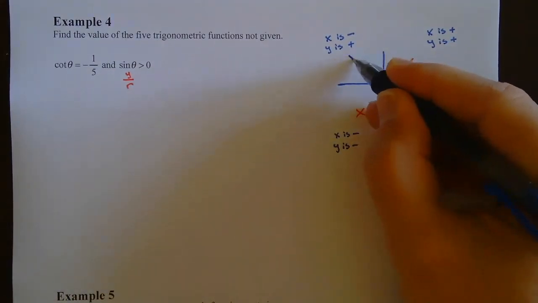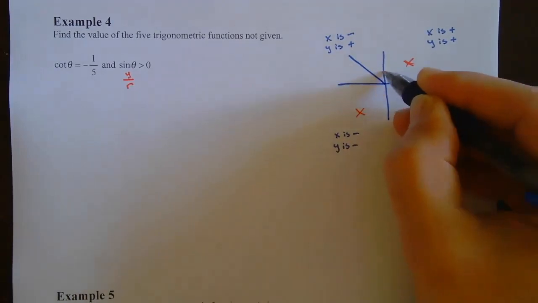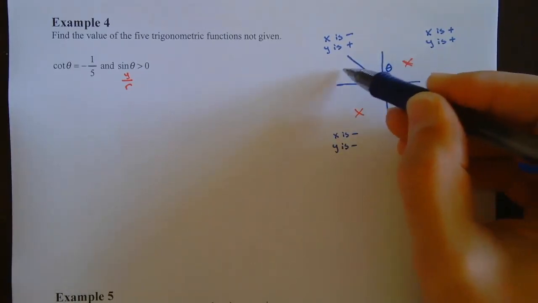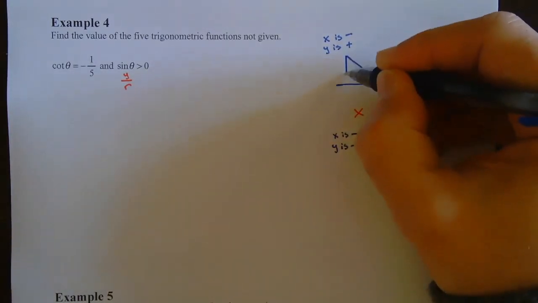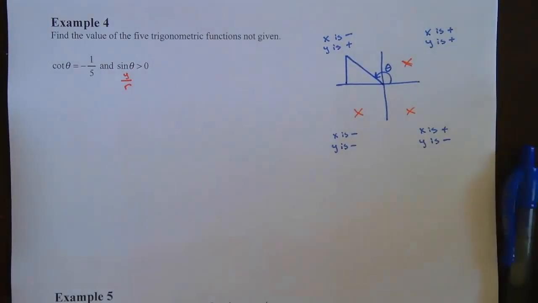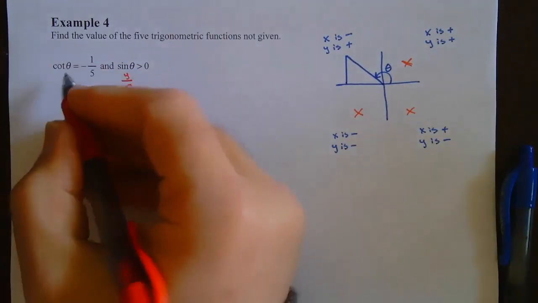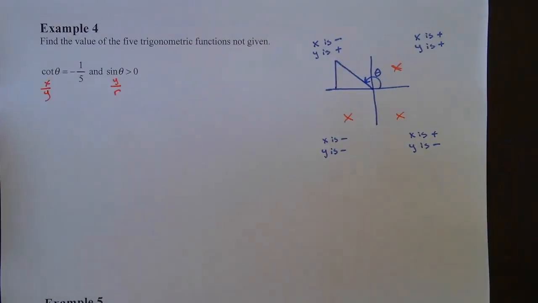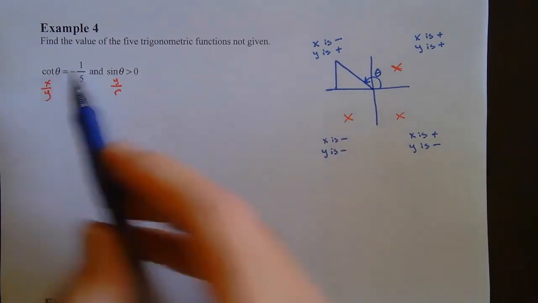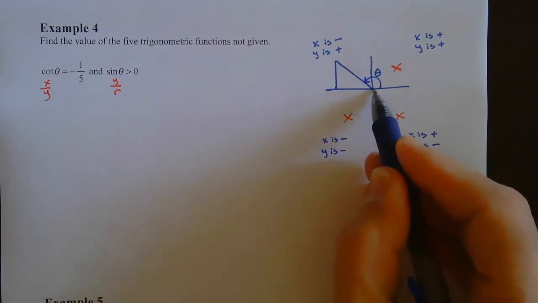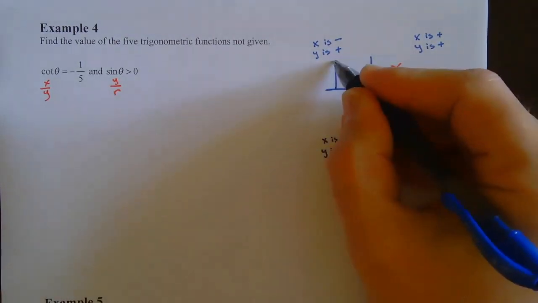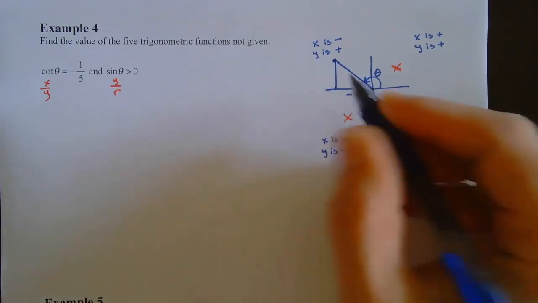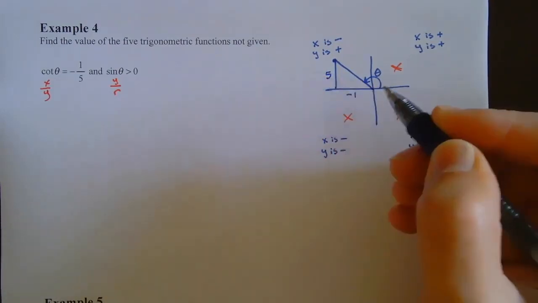All right, so I'm going to draw my angle of rotation. I don't know the exact angle theta, but I know it has to be in this quadrant. Tangent is y over x, so cotangent has to be x over y. That means this one has to be my x, and it's going to be negative because I have to go left and up to get to this point. So this would have to be -1, and my y would have to be +5.